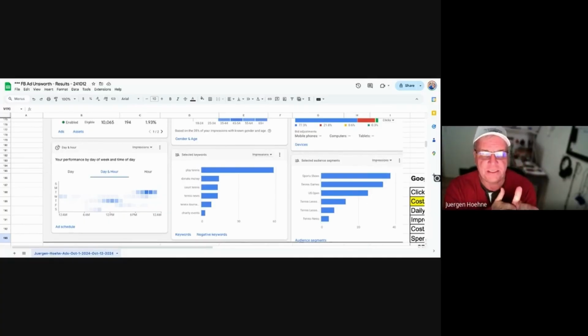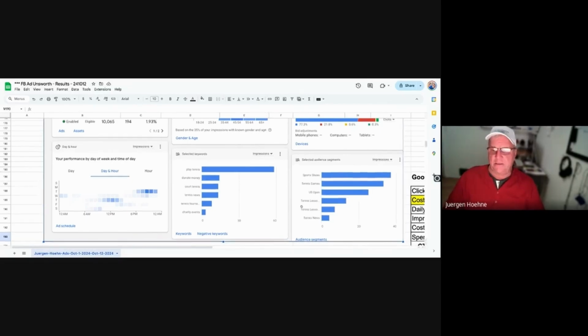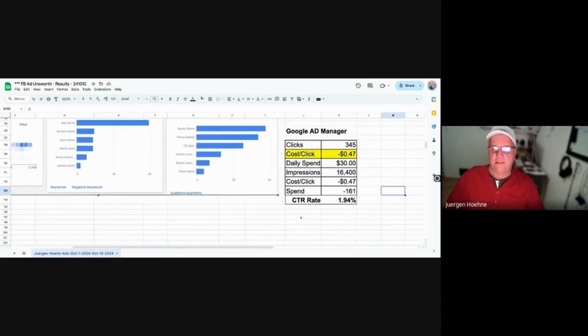And to the left here, you could see when they looked and when they searched. So on Tuesday, after 6 p.m., before midnight, and on Wednesday, not so much in the morning, and then on Thursday in the middle of the day right here. All right, so next, what are the Google Ads costs? Click-throughs, 345, cost 47 cents. Daily spend was $30, 16,000. So similar to Facebook. Spent 161, and the click-through rate, my dyslexia showed up there, about 2%, right?